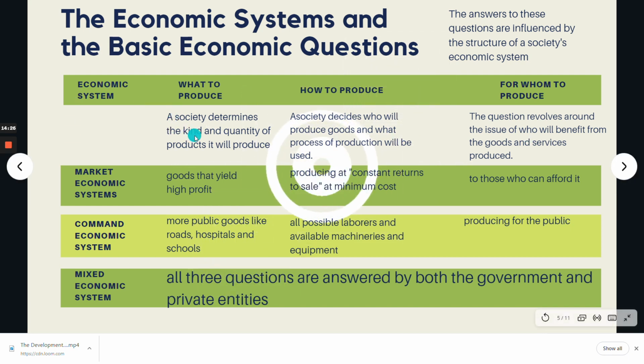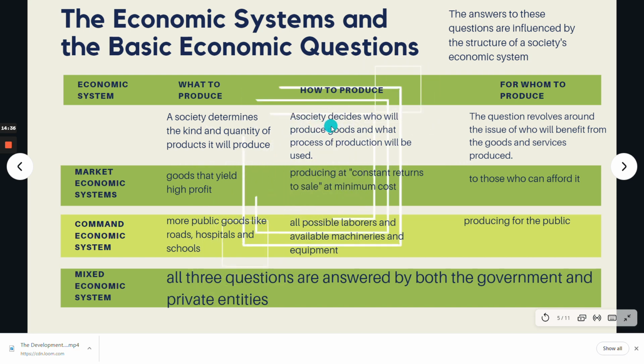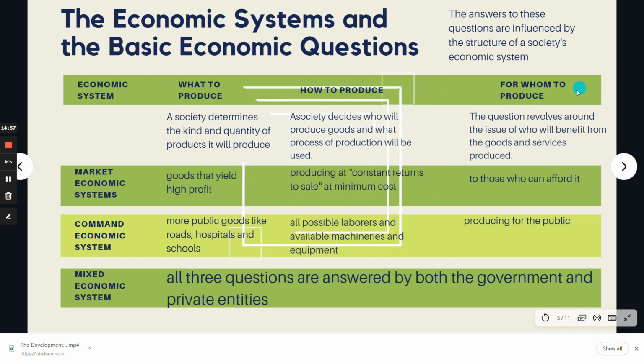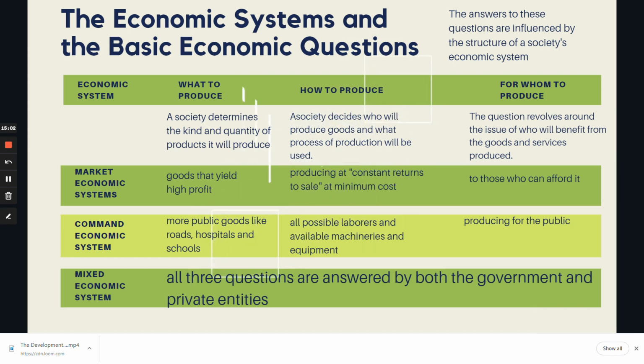So let's say for example, what to produce? Sa may produce nato rice or cell phones. Unsaon nato pag-produce ang cellphone? So magamit tag mga machines, equipment. For whom to produce? Ato ni siya i-produce sa mga estudyante kay nag new normal classes sila. So these are the three basic questions: what to produce, how to produce, and for whom to produce. Now these questions will be answered differently depending on the economic system that the community or the society is in.